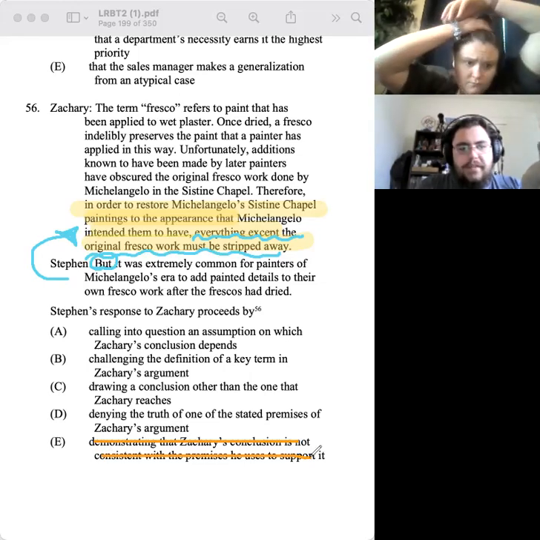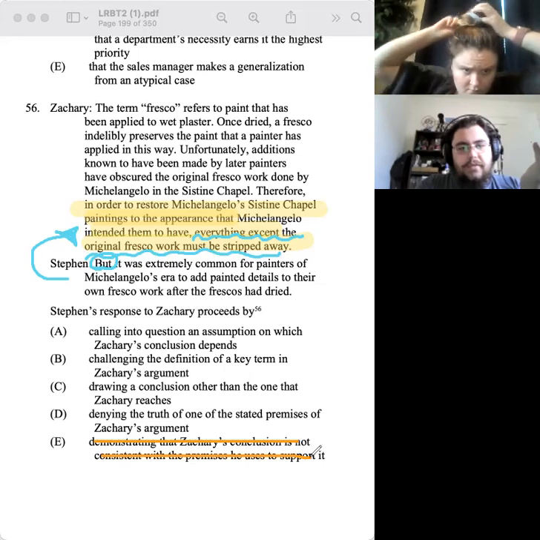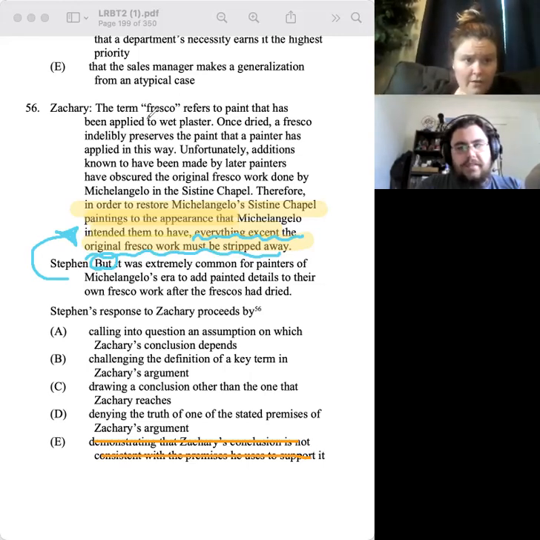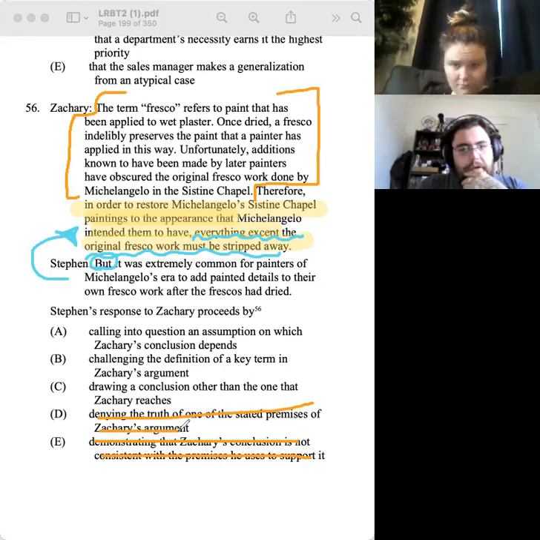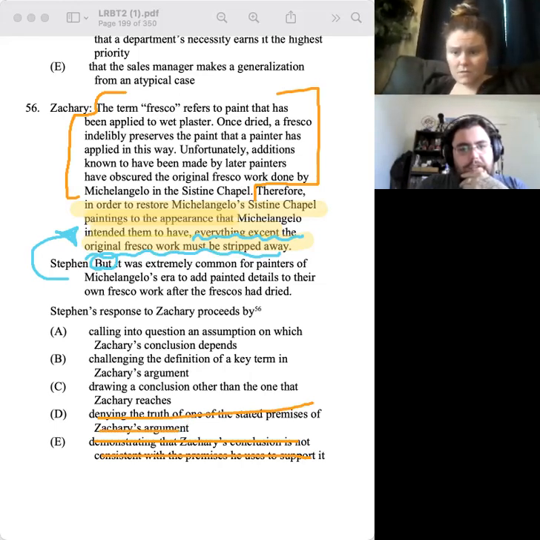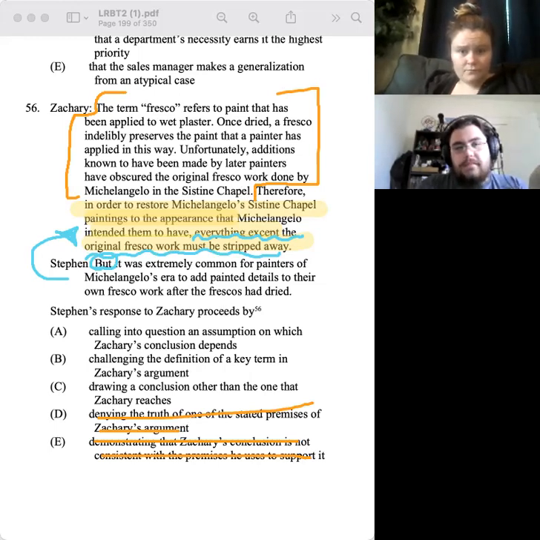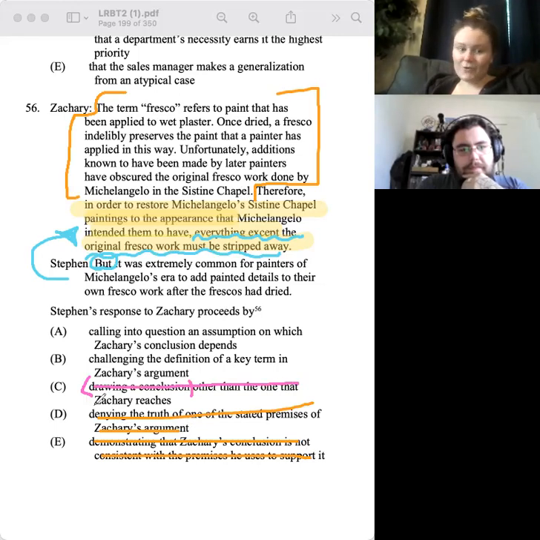I don't think it's D because Stephen's not denying the truth of any of the premises. These are the only premises in this, and we don't deny any of those. C: drawing a conclusion other than the one that Zachary reaches. That's kind of exactly what Stephen does. But does Stephen draw a conclusion? Not specifically in this sentence. So since we don't draw a conclusion, it's wrong.